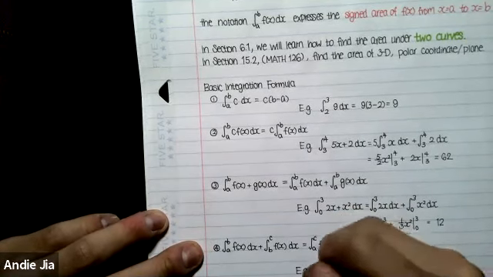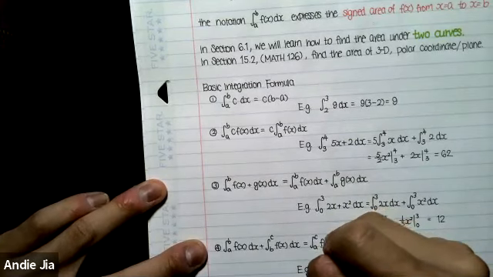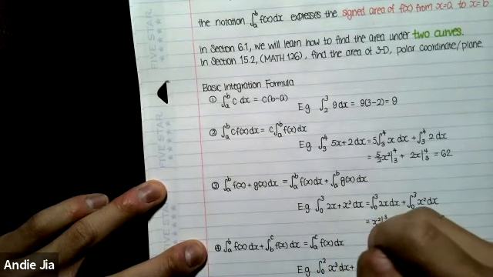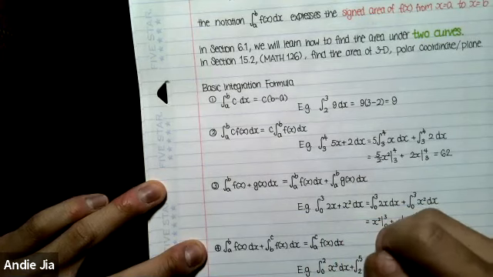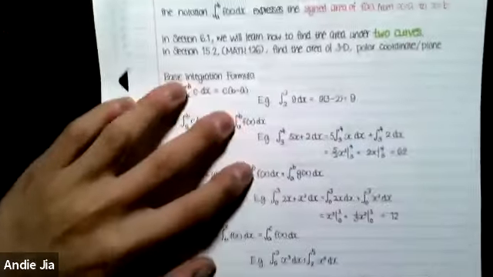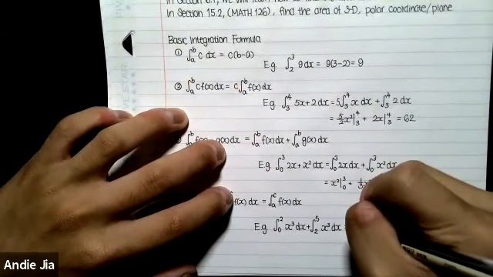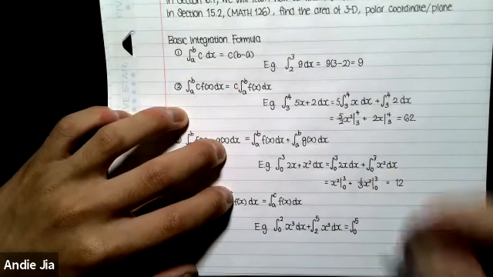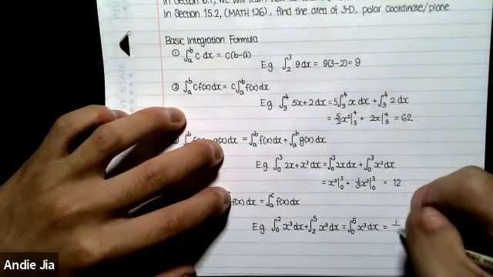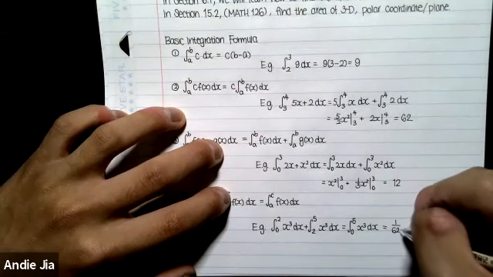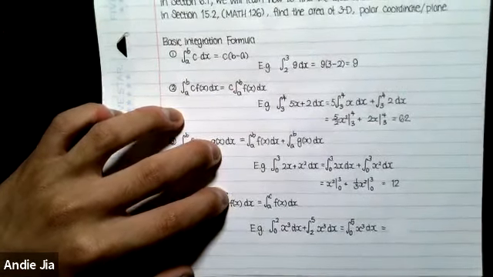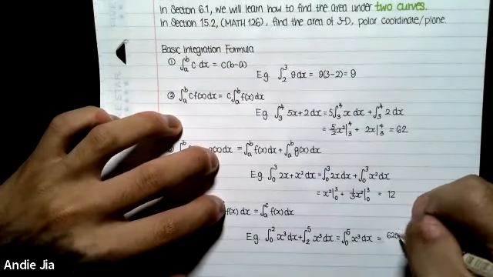Example: we have this integral and we write them into one integral, from 0 to 5 of x cubed dx. And we have 625 over 4.